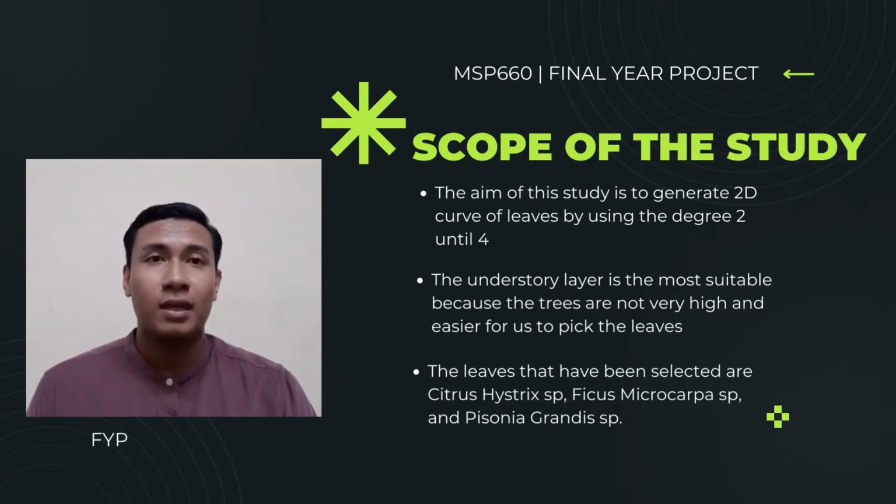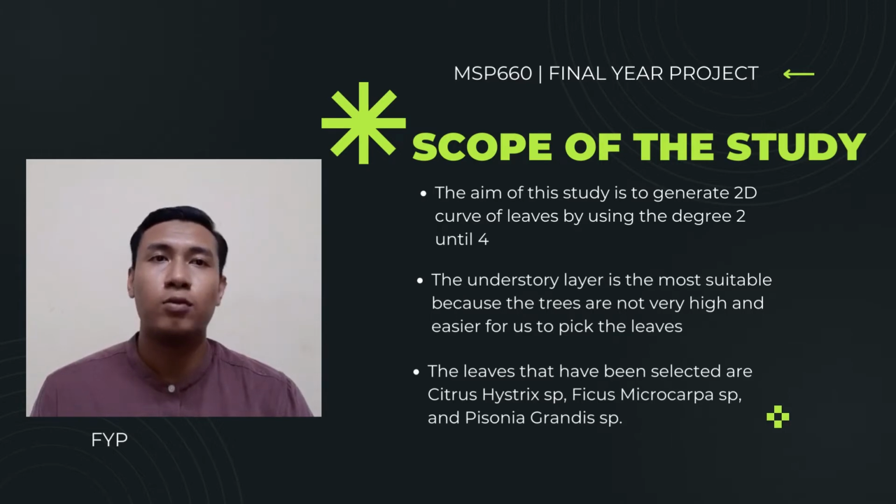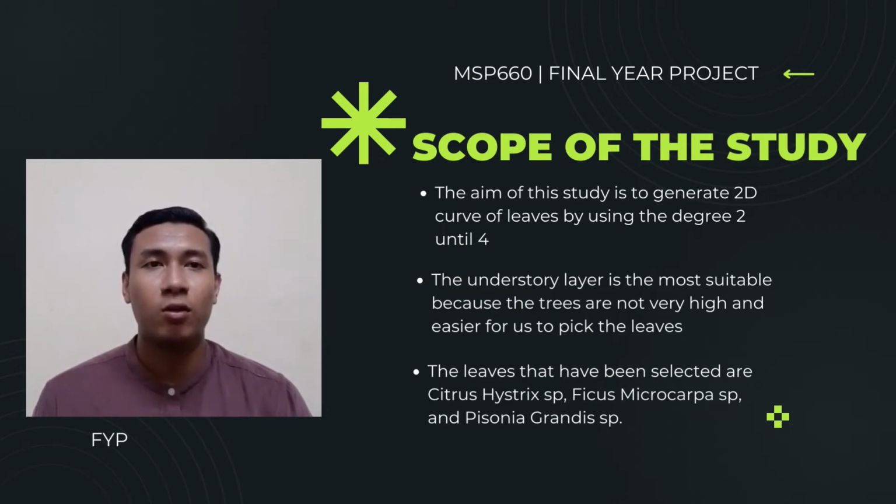Scope of the study. So the aim is to study and generate the 2D curve of the leaf by using degree 2 until degree 4, and then we pick the understory layer plant, which is the tree that is not very high and easy to pick the leaf. And then the leaves that have been selected are Citrus hystrix, Ficus microcarpa and Pisonia grandis.